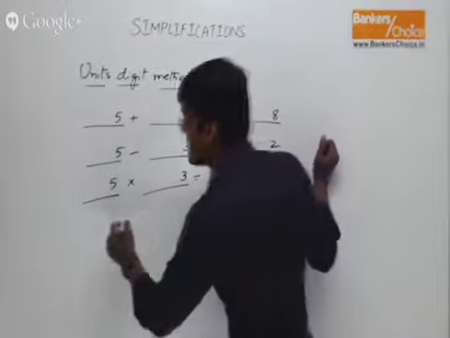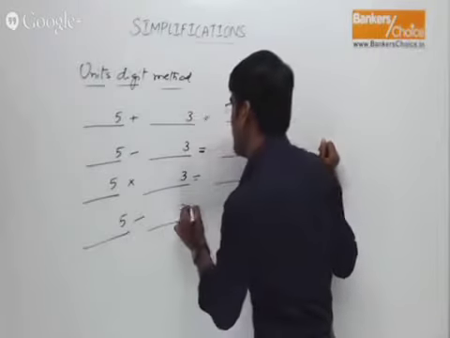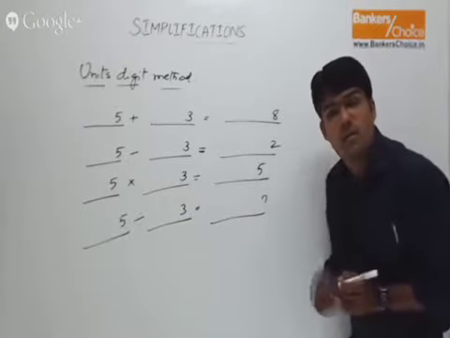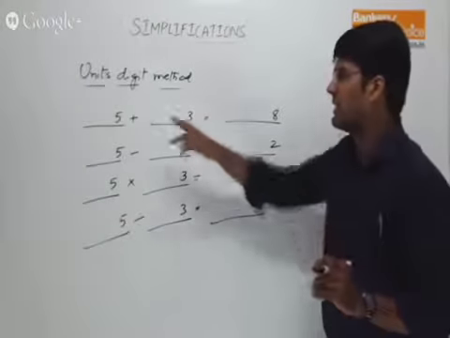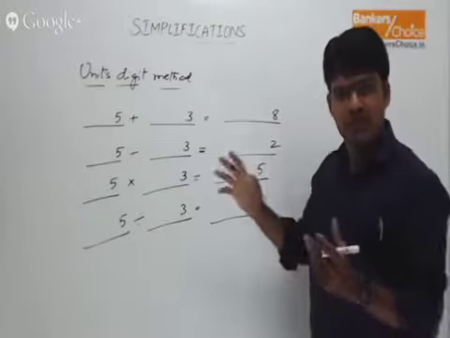Division, for example, let's say one number ends in 5, other number ends in 3. Can you tell me what will come in the unit place here? What comes in the unit place? Simple. Look at this. 5 plus 3, 8. 5 minus 3, 2. Unit places.